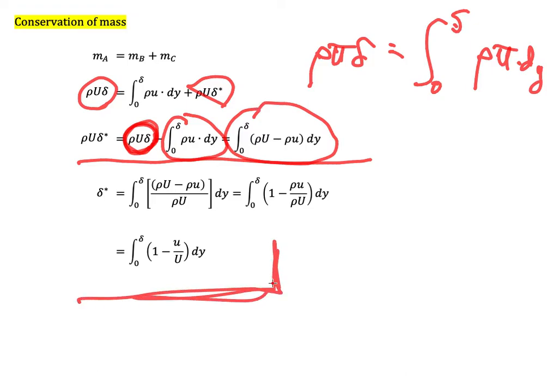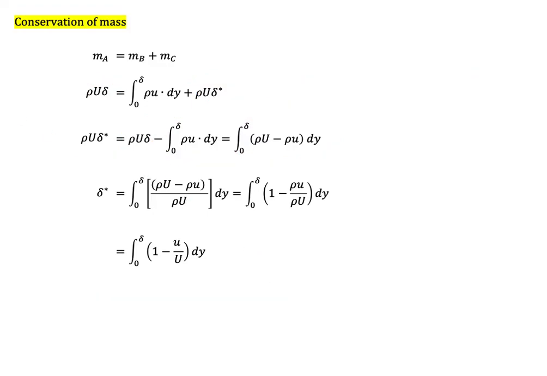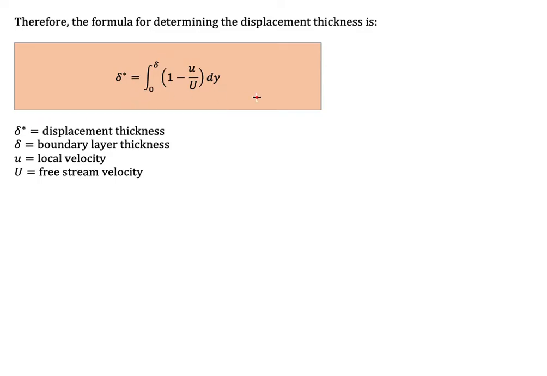So I think you could make some revision about this. And then finally, you will get the delta star can be written as this one. Delta star is equal to integration 0 to delta 1 minus u over U dy.